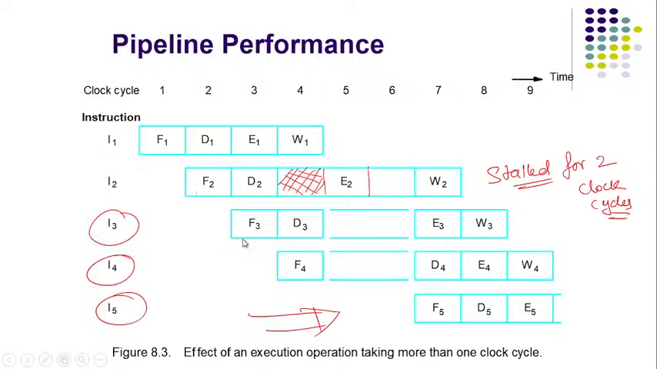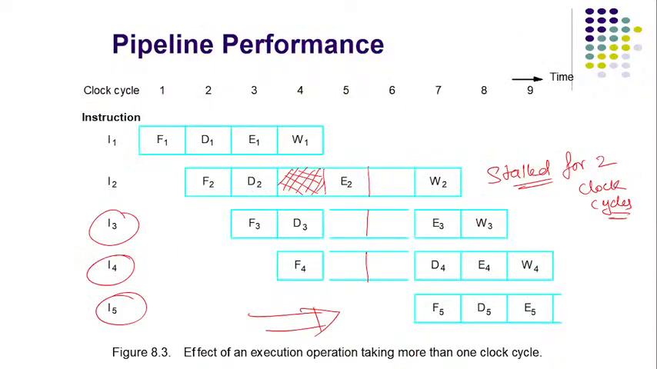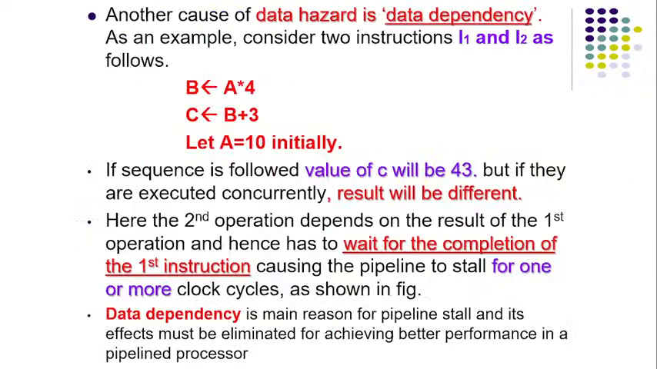So it will affect the I3 instruction, I4 instruction, I5, all next instructions will be delayed. So this is called a data dependency. In the examination you are supposed to write this diagram for data hazard. You have to explain what is data hazard: where either source or destination operand of an instruction is not available at the time of execution. Then there is one more example for the data hazard, that is the data dependency.